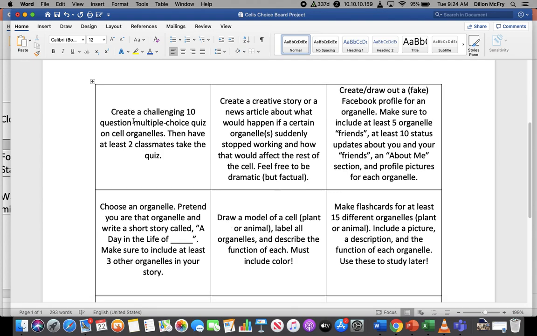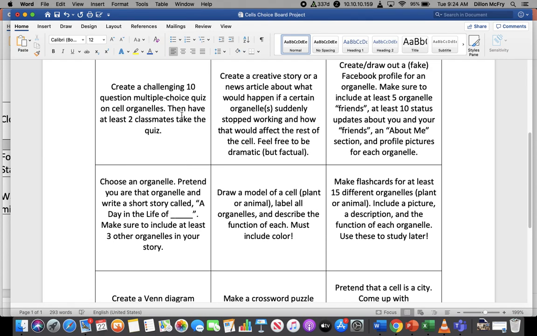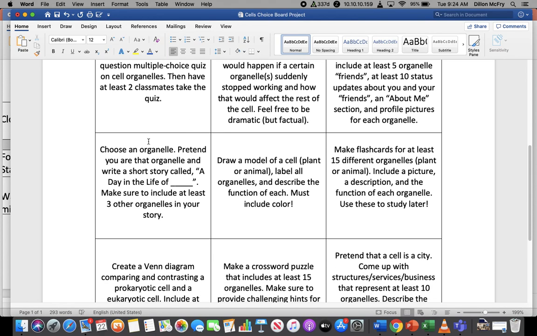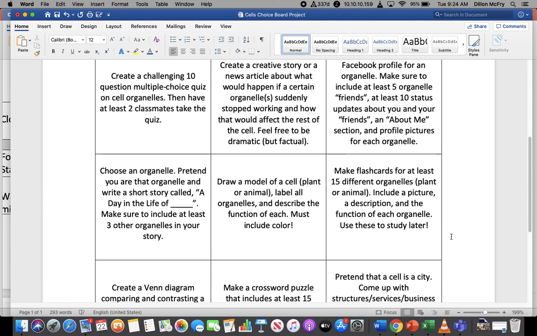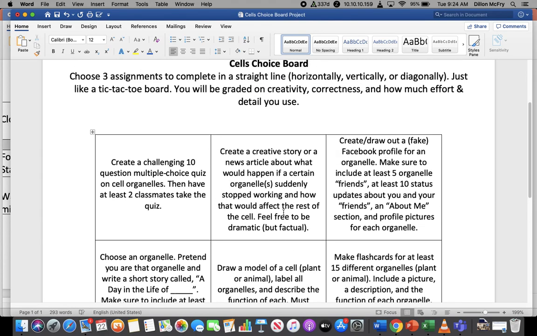And there you see there are different options. The students can create a 10-question multiple choice quiz, then they have to have 2 classmates take the quiz. They can write a short story from the point of view of one of the organelles, create a Venn diagram that compares and contrasts prokaryotic and eukaryotic cells, make a crossword puzzle with information, come up with a cell city scenario in which they liken a cell to a city, make flashcards for 15 organelles, draw a cell model, write a creative short story or news article about what happens if one of the organelles stops working, or finally make a fake Facebook profile for one of the organelles.